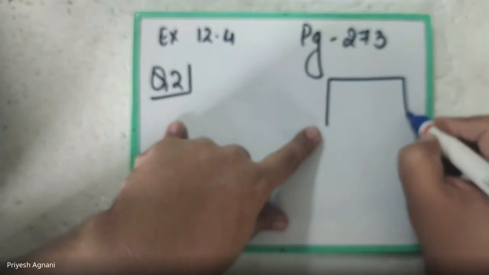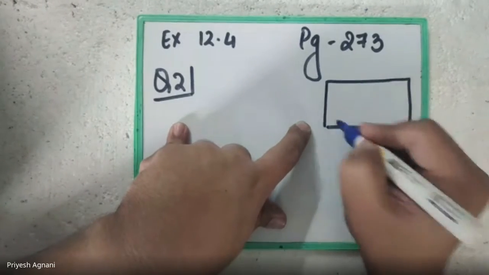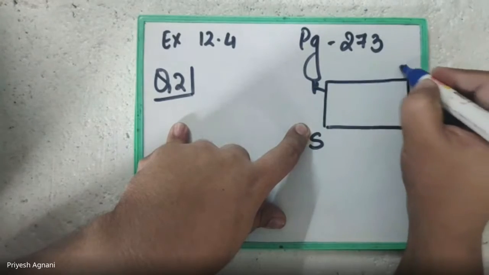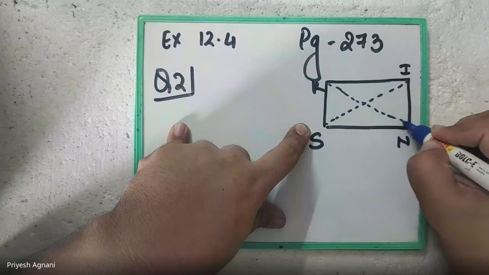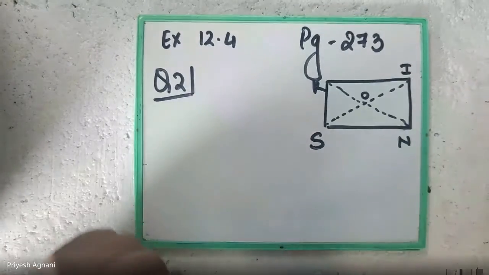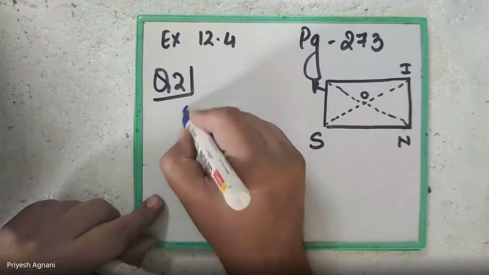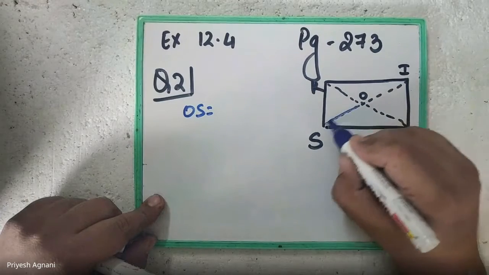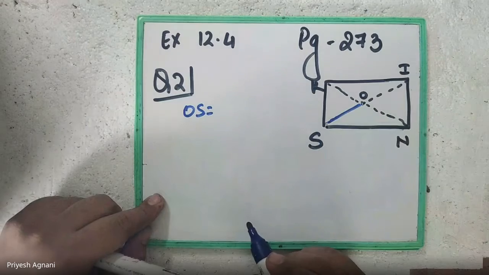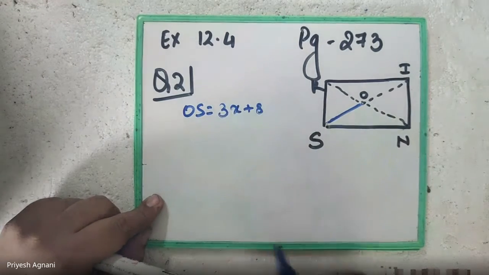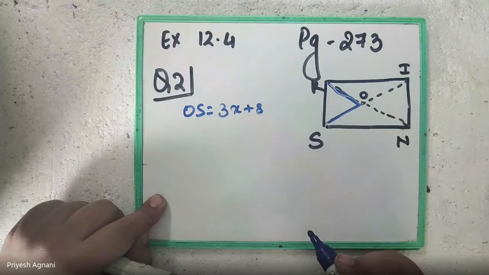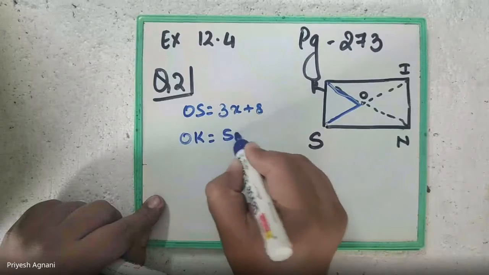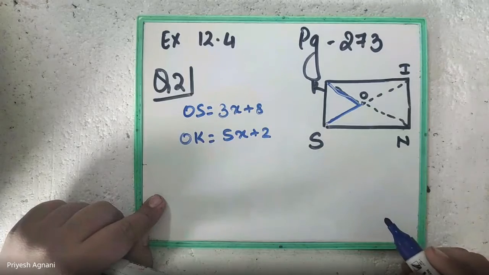We draw a rectangle SKIN. Here we have the diagonals intersecting at O. We have been given that OS is equal to 3x plus 8, and OK is equal to 5x plus 2. We have to find the value of x.